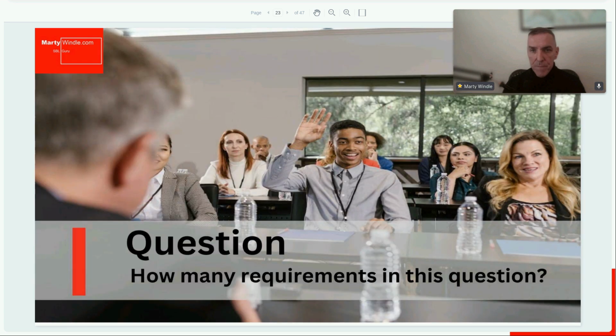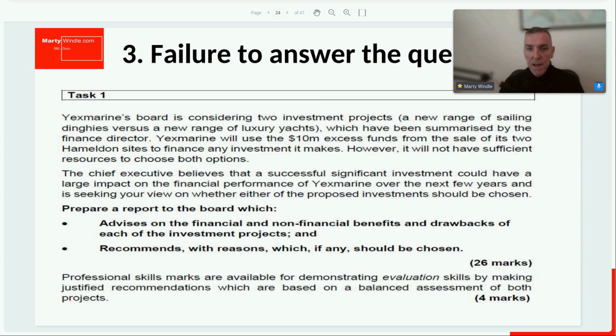So what I want you to do is we're going to look at this next question. It's a past paper question in the exam. So I want you to look at it. It's from the specimen paper for the new syllabus, the new change of the syllabus, which is the pre-seen case study. So this is from the actual exam, specimen paper 2, which was released this year. So I want you to take a minute and read it, and I want you to tell me how many requirements are in this question.